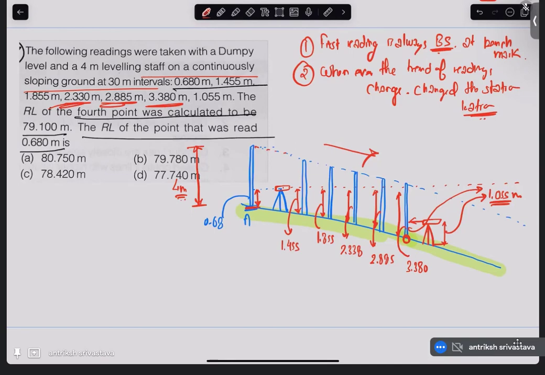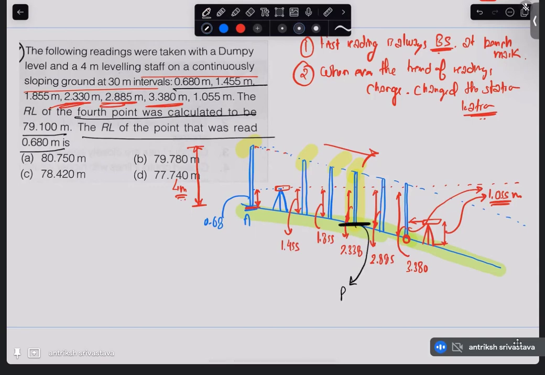All right. Now let's solve the question. What is given to us is the reduced level of the fourth point. So this is first, second, third, fourth. For this point, we are given the reduced level. That means we are given the height of this point. RL is 79.100 meters. Now using this and the staff reading, we can identify the height of this station line or the line of sight.